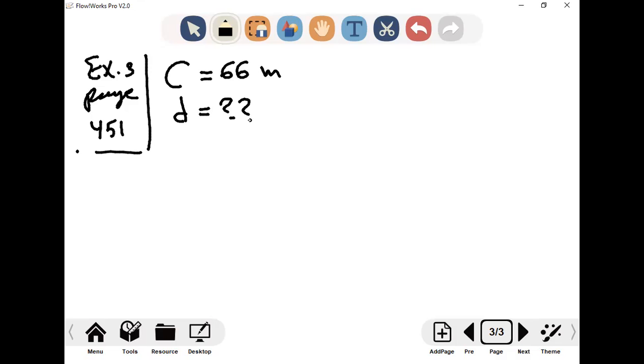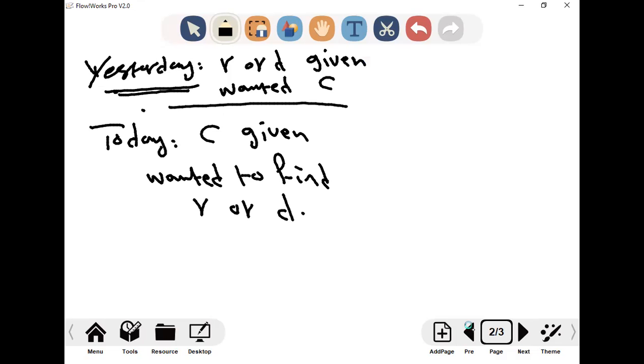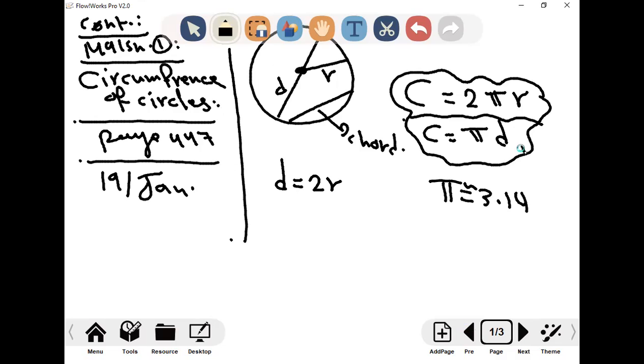Now I will go to the formulas here. C is given and diameter wanted, right? We have two formulas. Which one will I use? The one which has these things. Which formula has the two things here? The circumference and the diameter. The second one, right? So I didn't use the first one. Why? The question gives me the circumference, but the question doesn't want the radius. The question wants the diameter. So I will use the second formula to find the diameter, right?